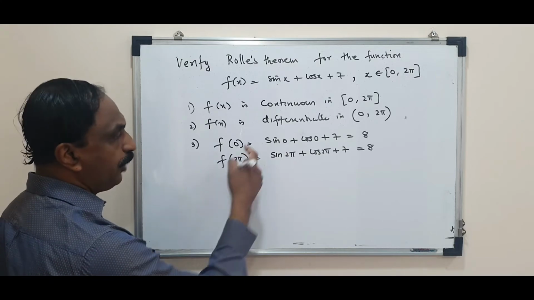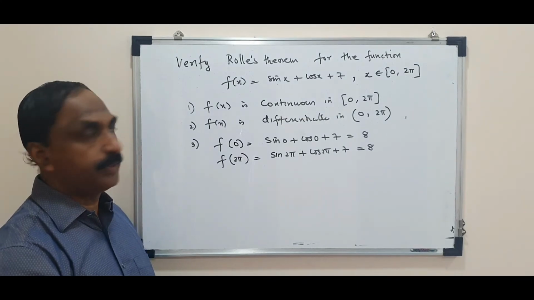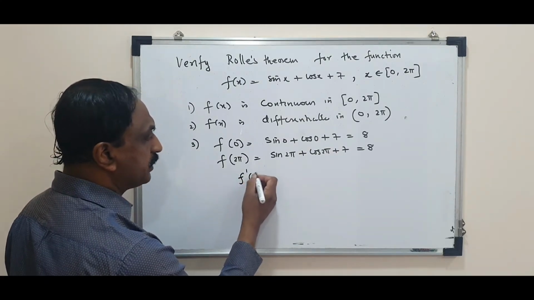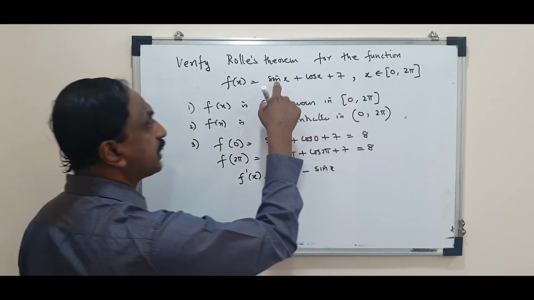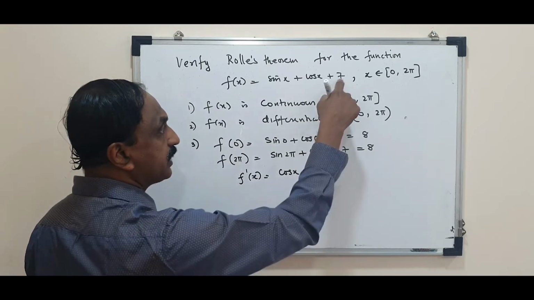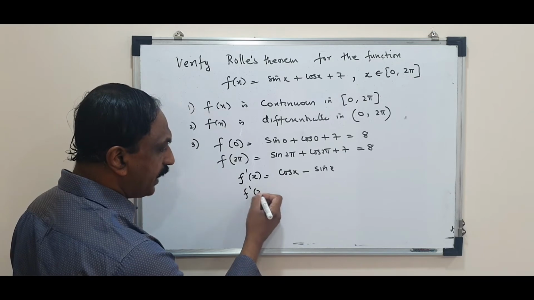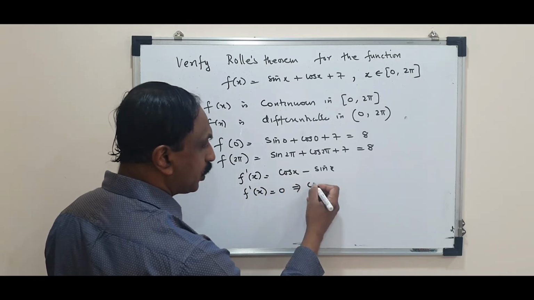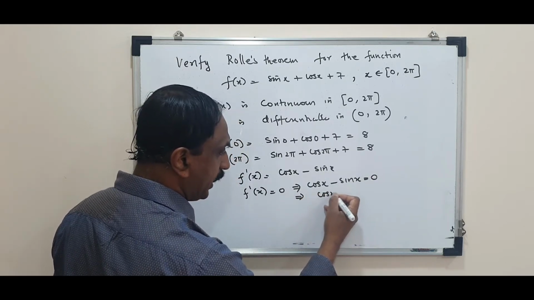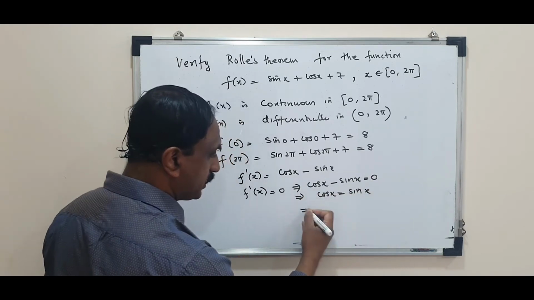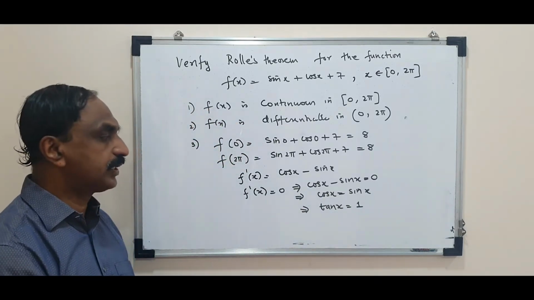Now, if the three conditions are satisfied, we should be able to find at least one point where the derivative becomes 0. So I'm going to find f dash of x. f dash of x is cos x minus sin x: derivative of sin x is cos x, derivative of cos x is minus sin x, derivative of 7 is 0. Now I'll find out where f dash of x becomes 0. This implies cos x minus sin x equal to 0, which implies cos x equal to sin x, which implies tan x equal to 1. I divided by cos x, so tan x equals 1.